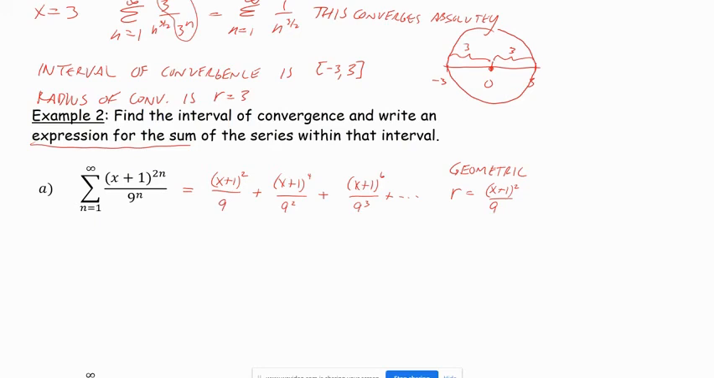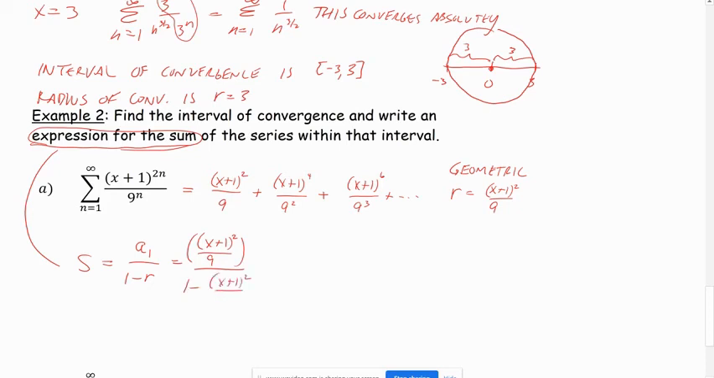Now we need to write an expression for the sum. Remember, for an infinite geometric series, the sum is the first term over 1 minus the common ratio. So our first term is (x+1)² over 9, and then we're going to divide by 1 minus (x+1)² over 9.